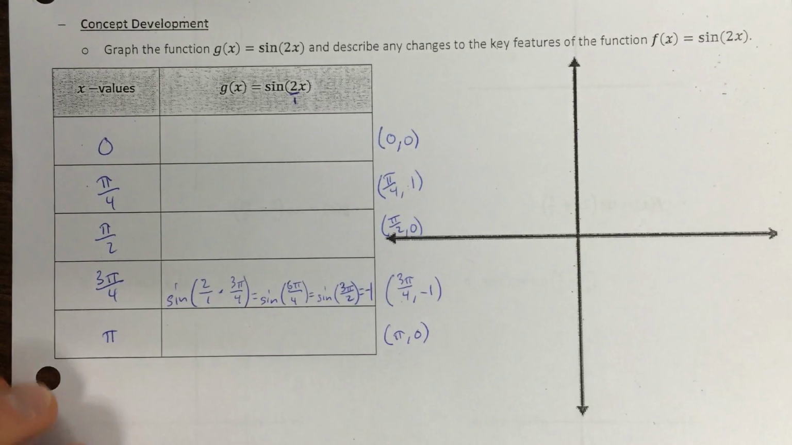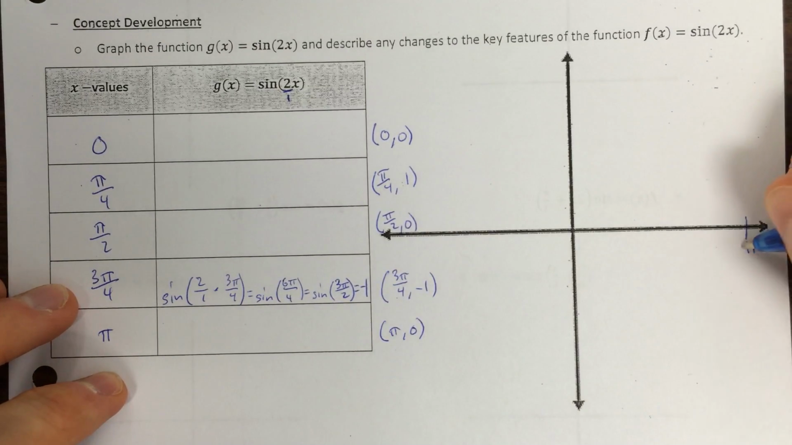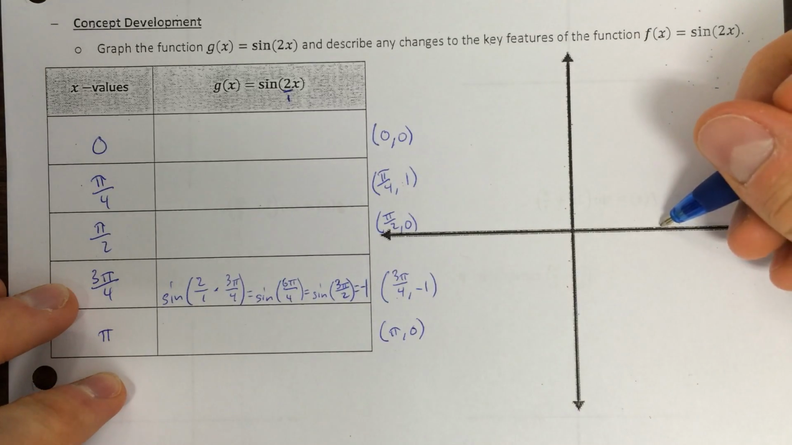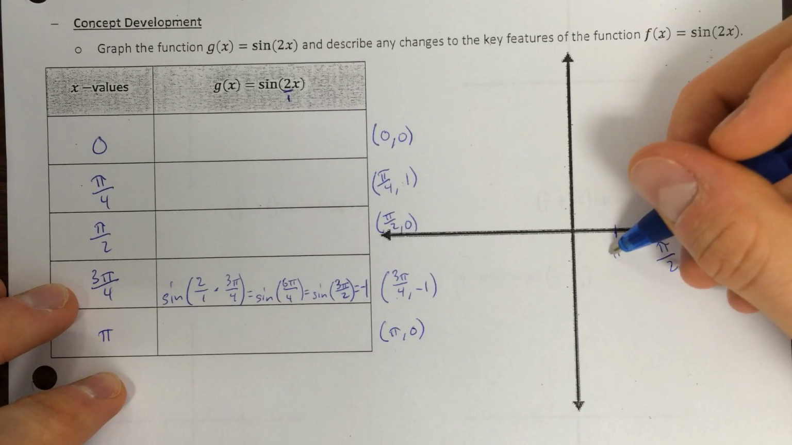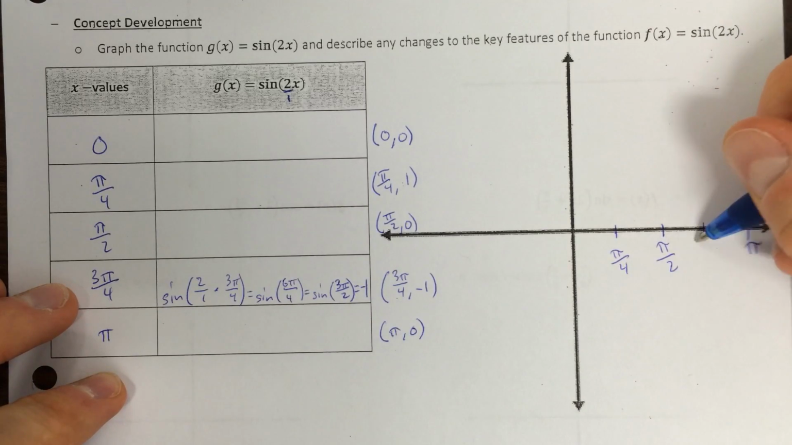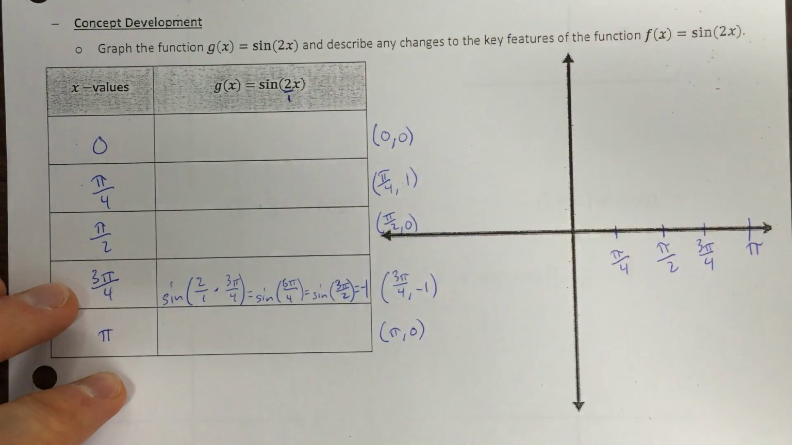So we need to be careful with scaling. Our largest x value is pi, and then we can fill it in. So this would be pi over 2, pi over 4, 3 pi over 4. And we can go in the negative direction. I'm not going to do that just because of where the ordered pairs are.